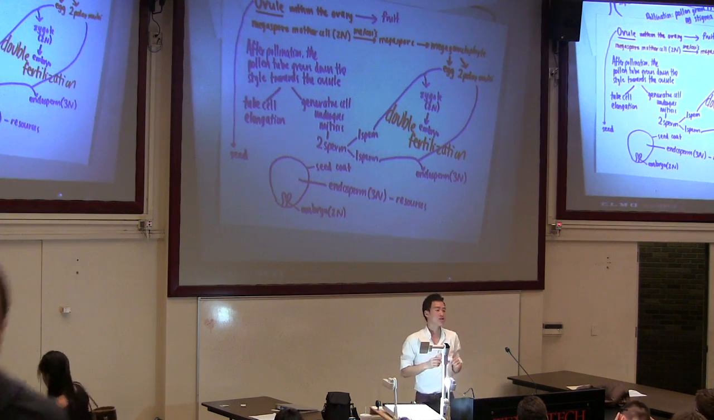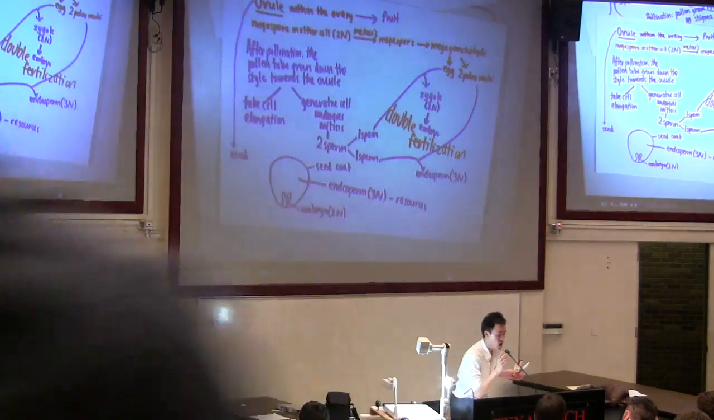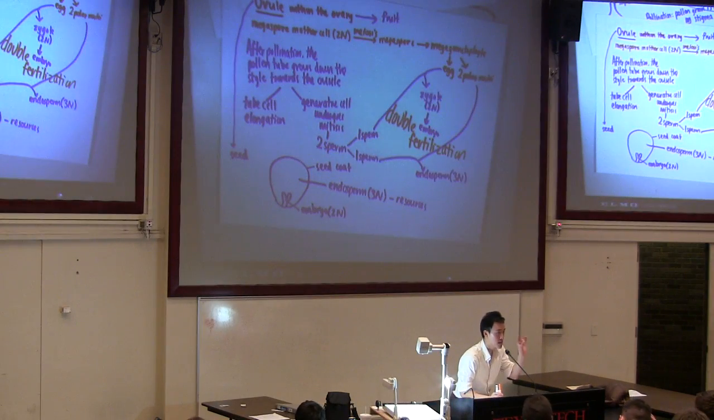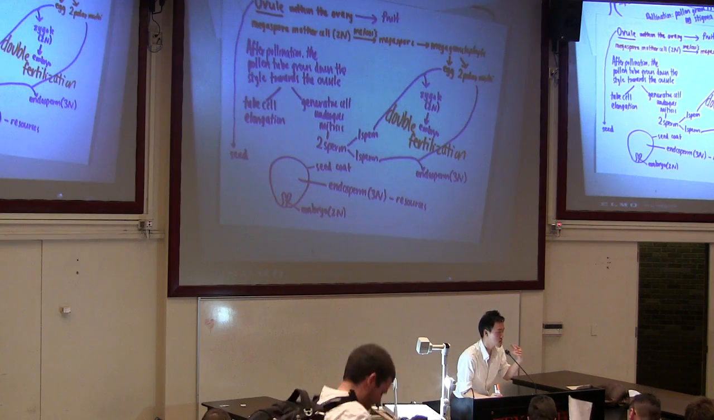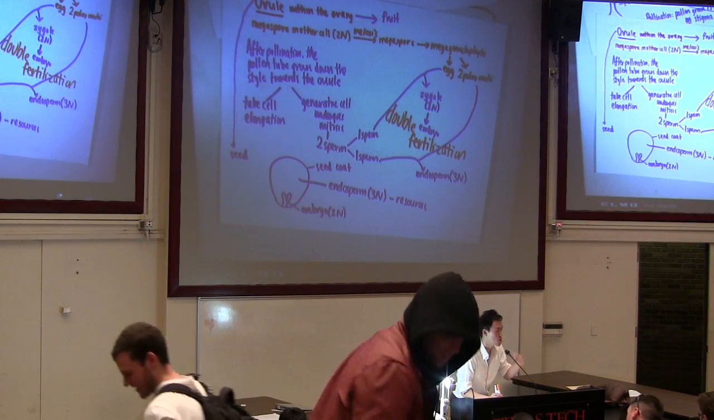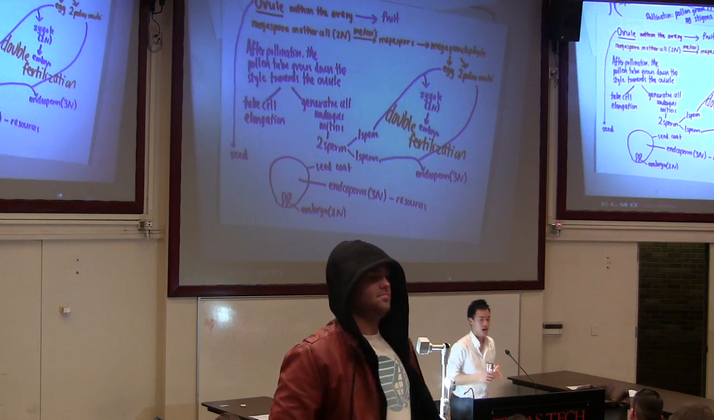Okay, so the thing is, gymnosperm gametophytes and angiosperm gametophytes don't do photosynthesis because they're contained within the seed, right? They do aerobic respiration. The sporophytes of angiosperms and the sporophytes of gymnosperms do photosynthesis.